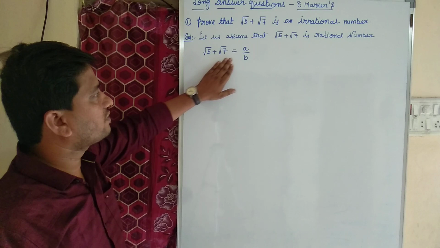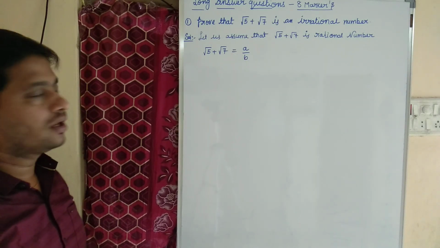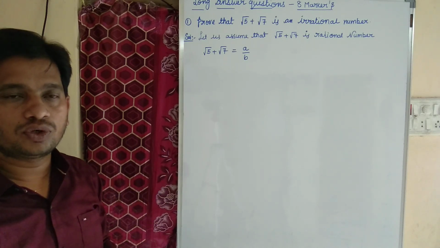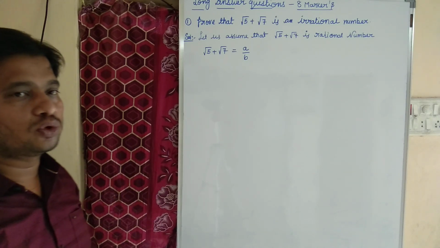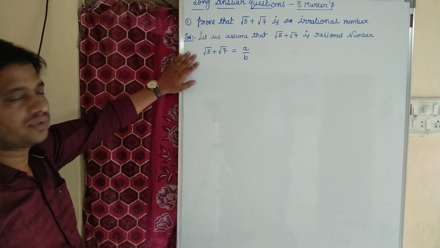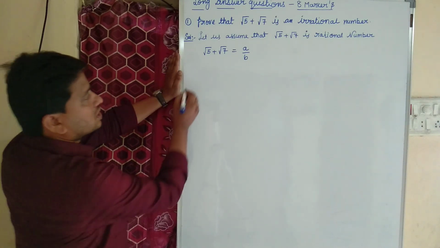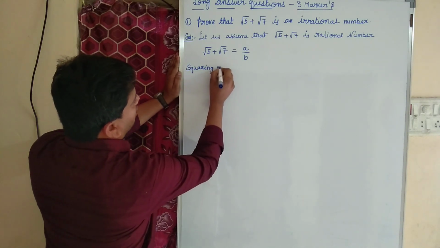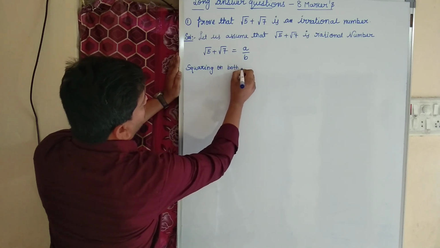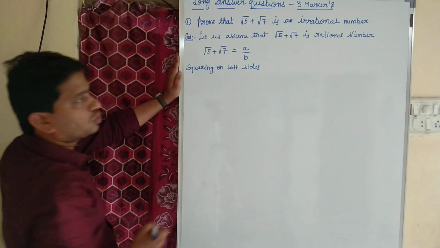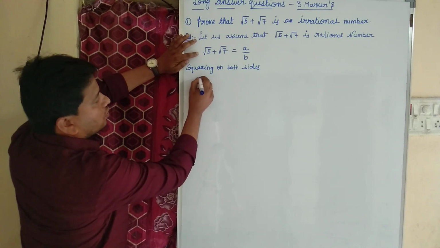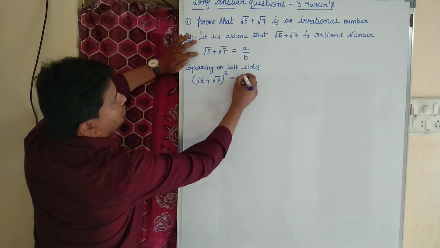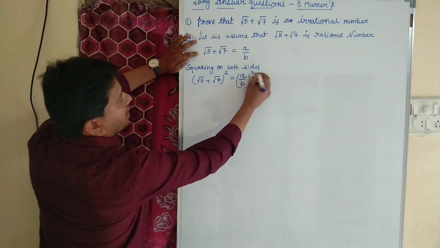So root 5 plus root 7 equals a by b, where a and b are co-primes and b is not equal to 0. Okay children, is it clear? Now what we need to do? Squaring on both sides. I mean, (root 5 plus root 7) whole square equals (a by b) whole square.